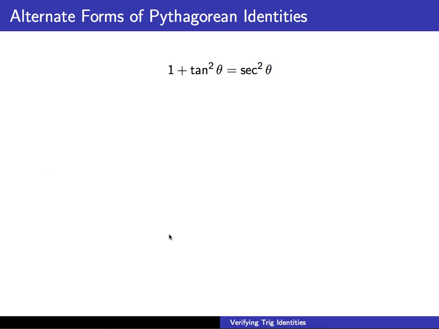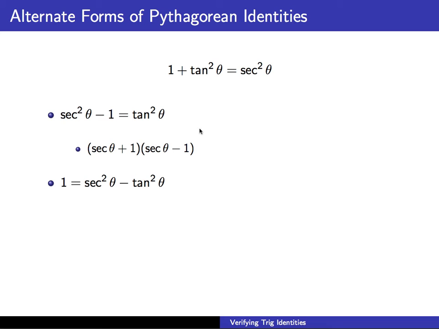For 1 plus tangent squared equals secant squared, if we subtract 1 from both sides, we'll get tangent squared equals secant squared minus 1. And again, we can factor secant squared minus 1 as secant plus 1 times secant minus 1. If we subtract tangent squared from both sides, we get 1 is equal to secant squared minus tangent squared. So if we factor secant squared minus tangent squared, it's secant plus tangent times secant minus tangent.